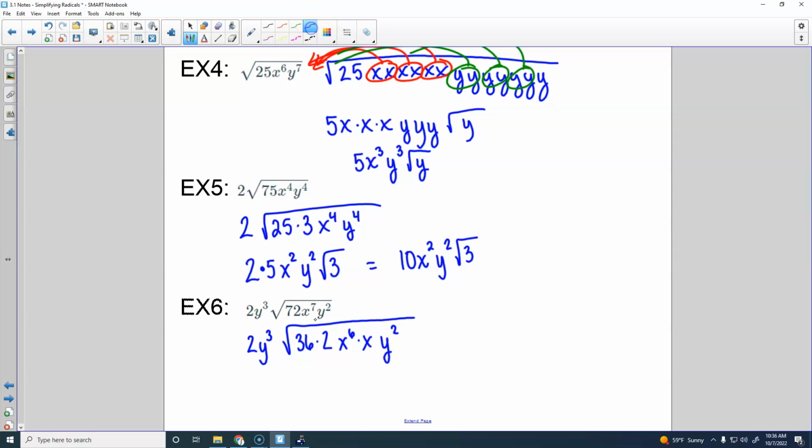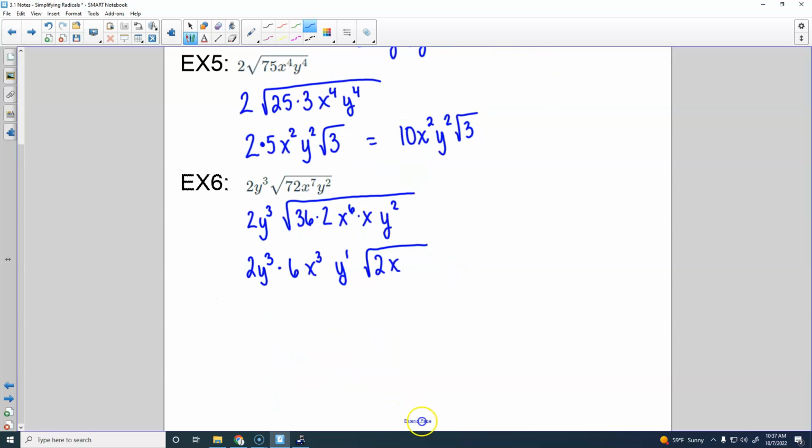And so I'm going to have 2y cubed. Square root of 36 is 6. It goes on the outside. The 2 stays underneath the root. I got x to the 6. That's going to be x to the 3rd whenever we take the square root of it. This x right here had no partner. He's stuck on the inside. And then I've got y squared. It's just going to be y to the 1st power whenever it tries to escape.